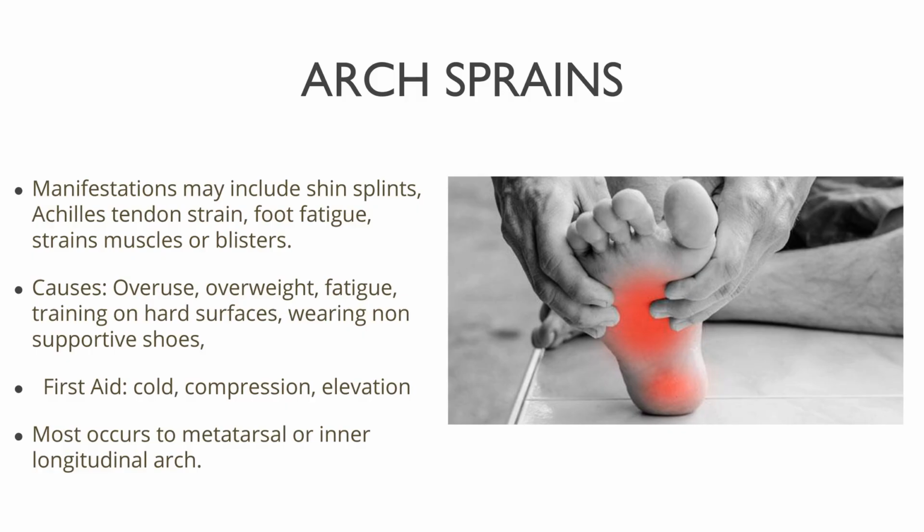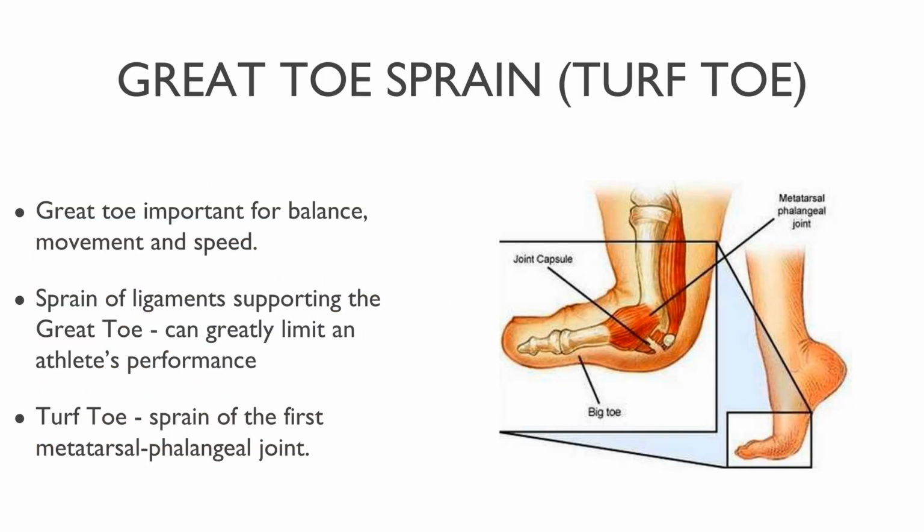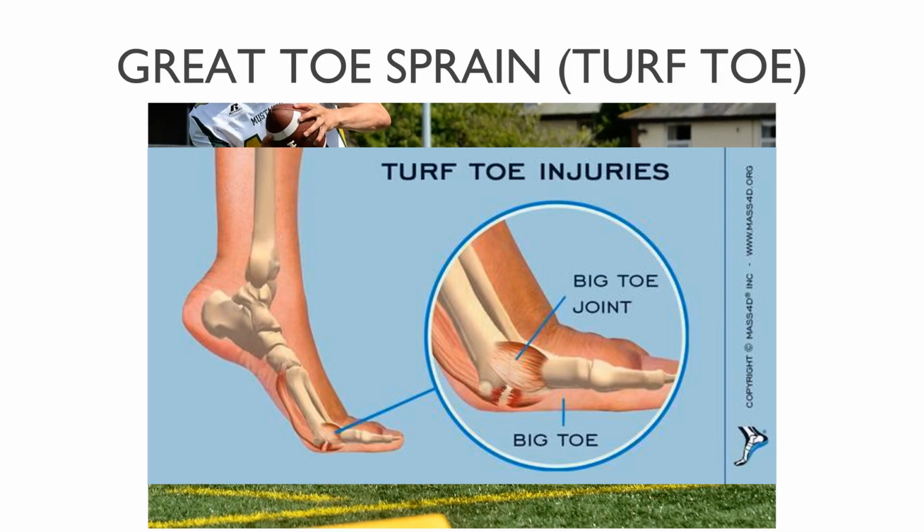treating or preventing injury. Moving on to great toe sprains, also known as turf toe. The great toe is vital for balance, movement, and speed. A sprain of the ligaments supporting the great toe can significantly limit an athlete's performance. Turf toe specifically refers to a sprain of the first metatarsal phalangeal joint, which is the joint at the base of the big toe. This image further illustrates turf toe injuries, showing the location of the big toe joint and how the injury typically occurs.